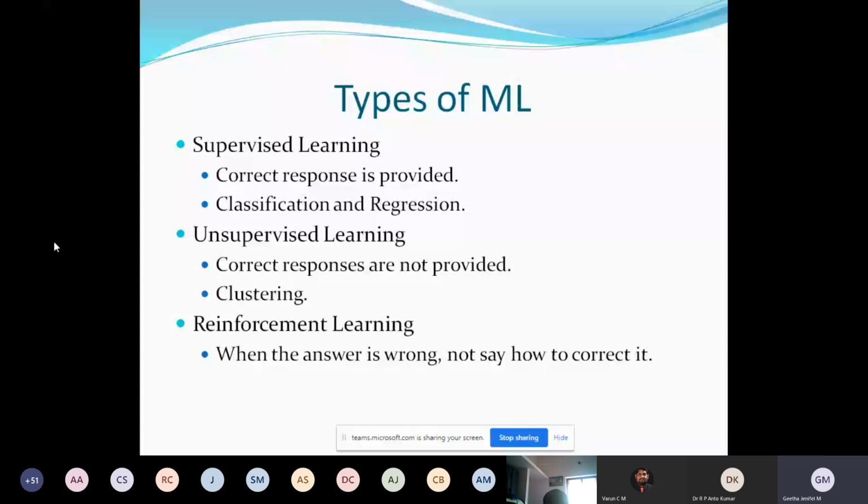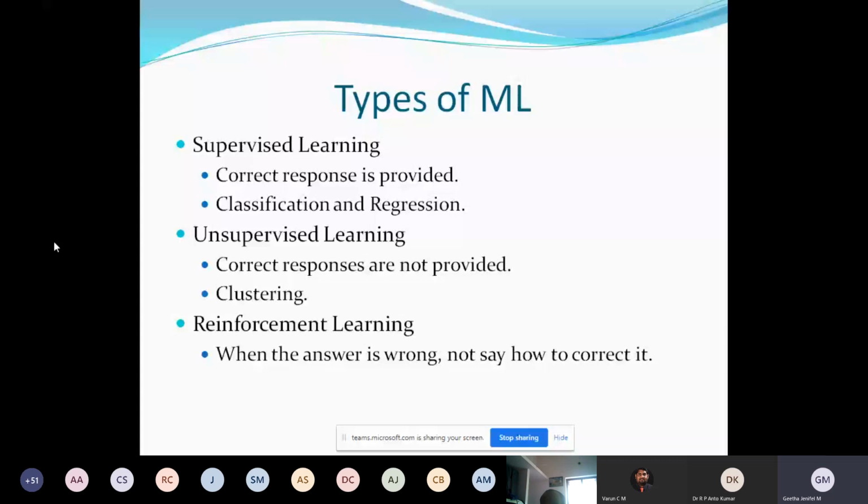The next one is reinforcement learning. In reinforcement learning, the algorithm gets told when the answer is wrong, but does not get told how to correct it. Examples of reinforcement learning are all the real-time decisions, which come under this category. And also, the best example is robot navigation. So these are the types of machine learning processes.